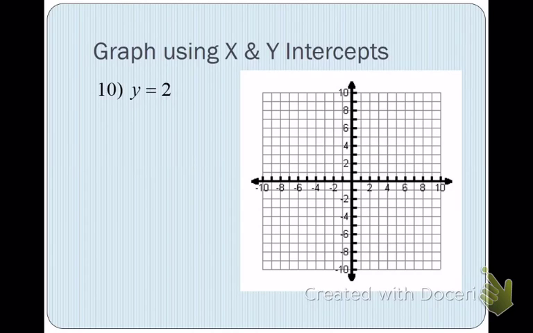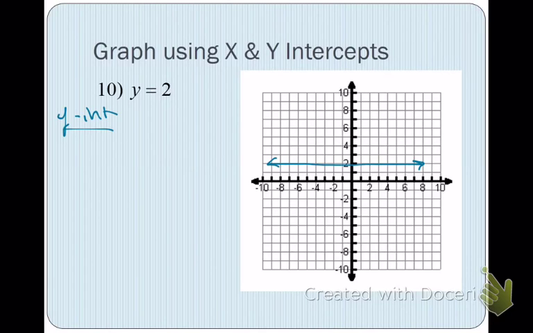Last one here to graph, y equals 2. To find the y-intercept, cover up the x. Wait a minute, this doesn't have an x. So stop right now. If the equation does not have an x in it, that means the graph is not going to cross the x-axis, so it's not going to have an x-intercept. It's going to be a horizontal line through 2. It's only going to have a y-intercept.